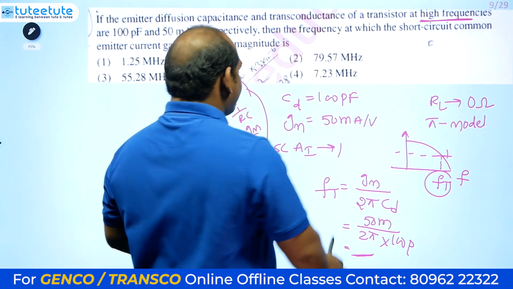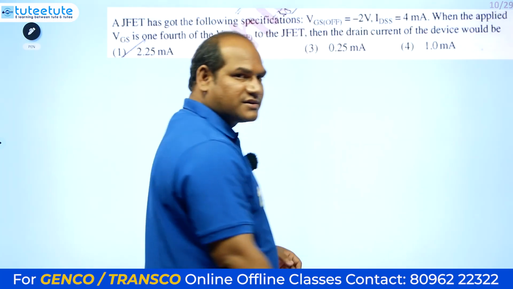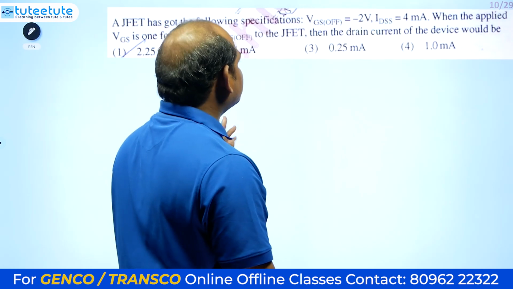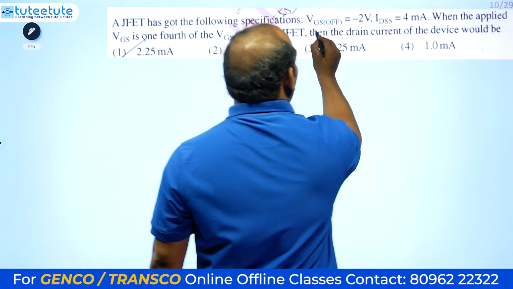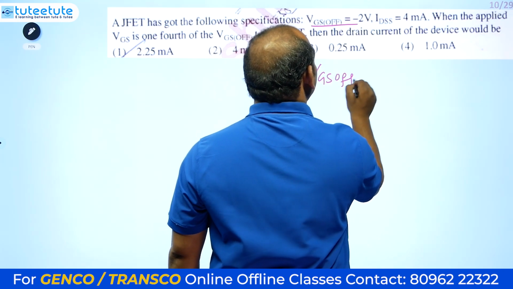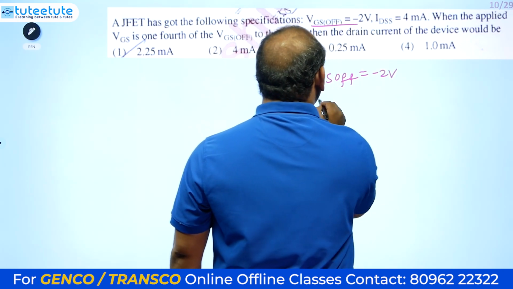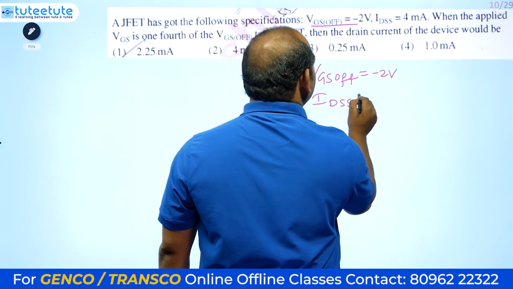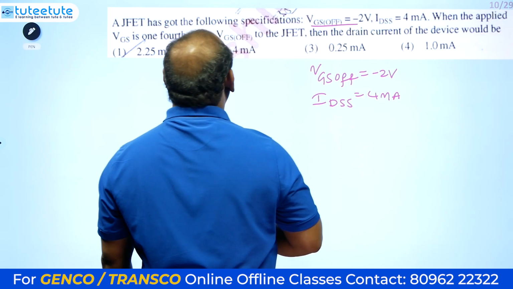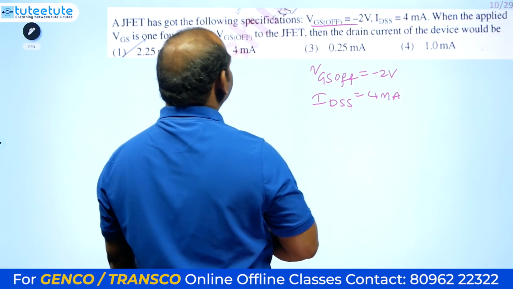Okay, in megahertz you will get the answer for that one. Next, a JFET has the following specifications. VGS(off), that means the pinch-off voltage, you can take, or VGS(off) also you can take. VGS(off) is equal to -2 V and IDSS is equal to 4 milliamps. When applied, VGS is 1/4 of the VGS(off).